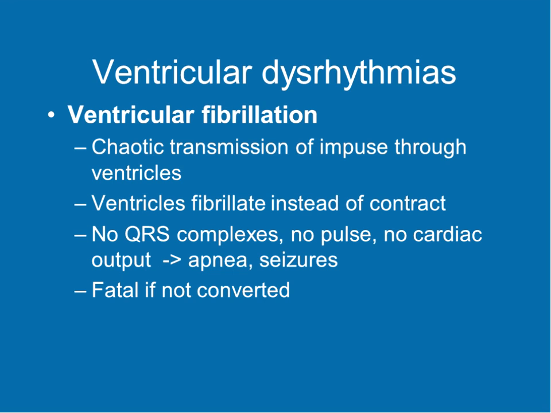In ventricular fibrillation, this rhythm is not compatible with life. You have chaotic transmission of the impulses throughout the ventricles, so each little muscle cell is acting like its own little thing instead of all the muscle cells depolarizing to allow the ventricle to contract and propel blood out. So the ventricles just quiver. There's no QRS, consequently there's no pulse. If there's no pulse and no QRS, obviously there's no cardiac output, the patient stops breathing, they may have a seizure. This is a fatal rhythm unless we get it converted.